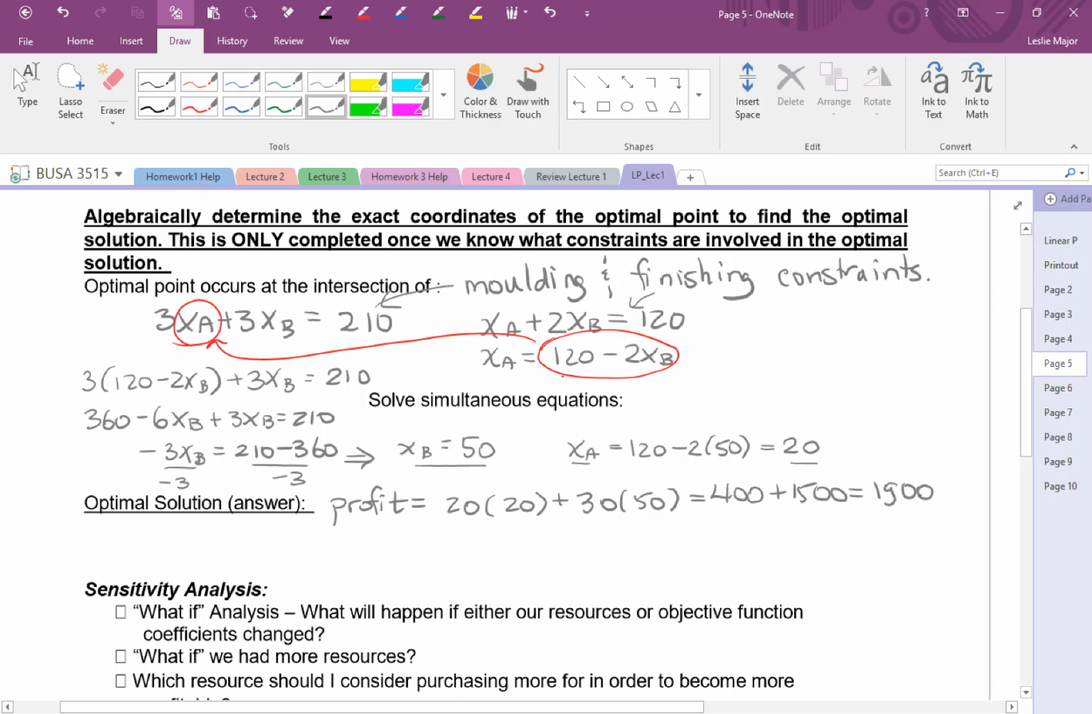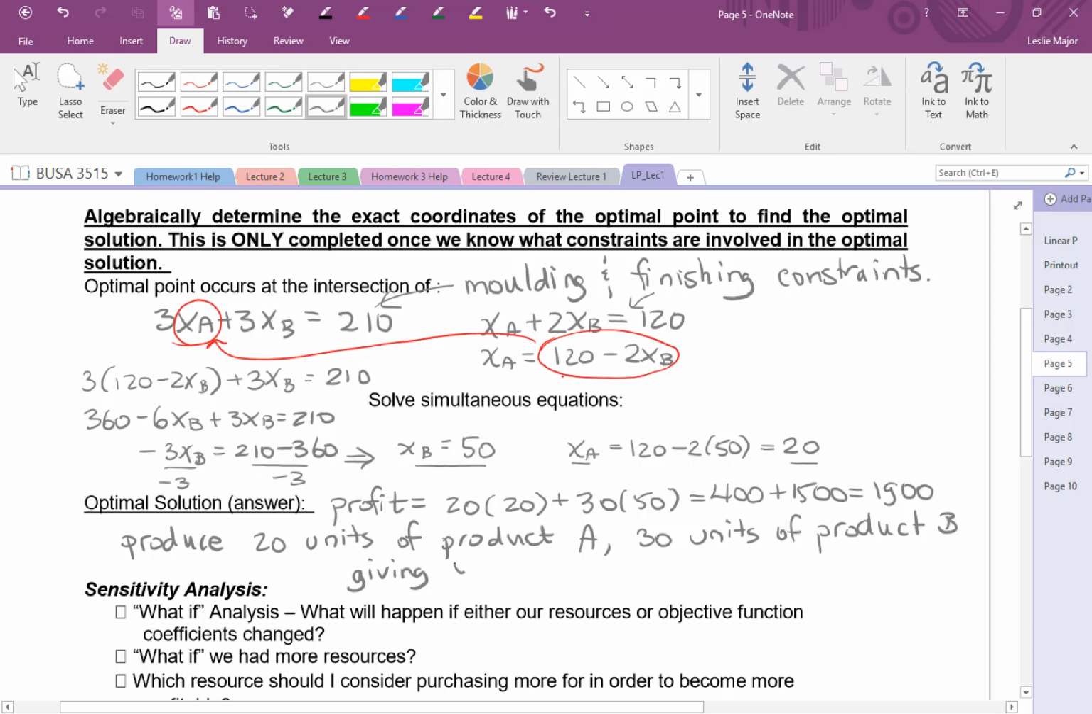$1,900. So our optimal solution is to produce 20 units of product A, 30 units of product B, giving us a maximum profit of $1,900.